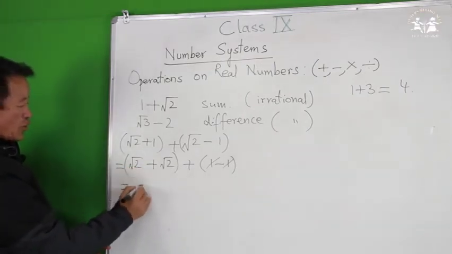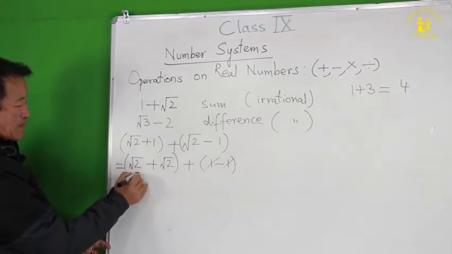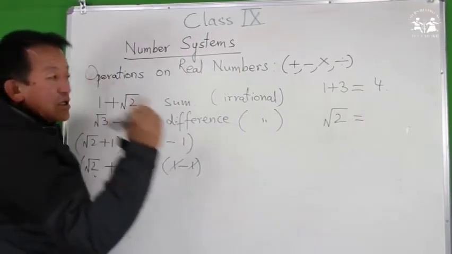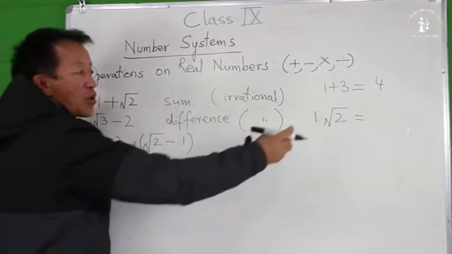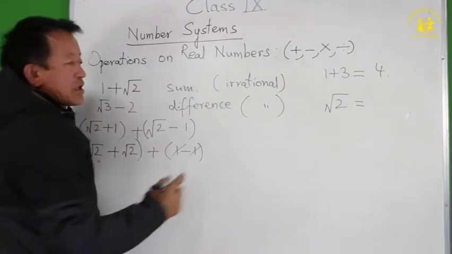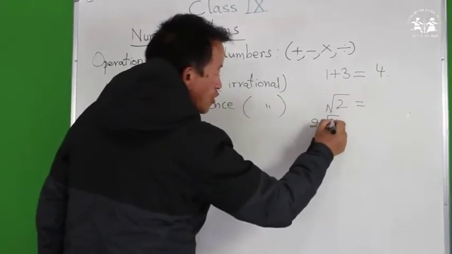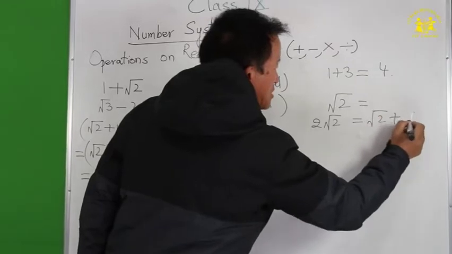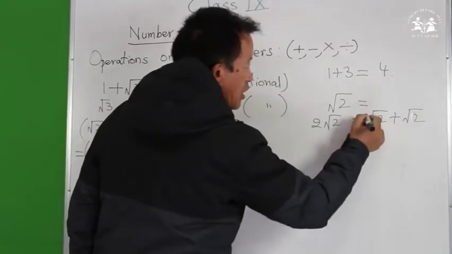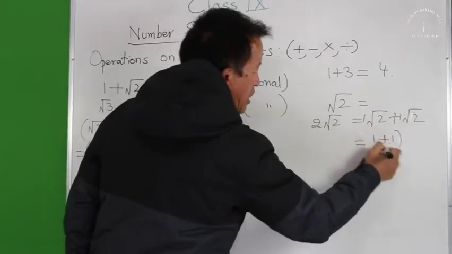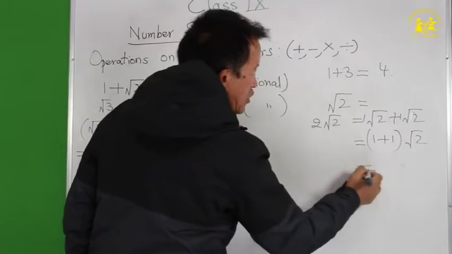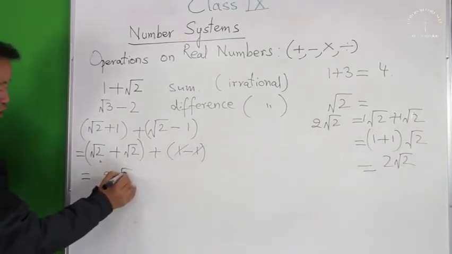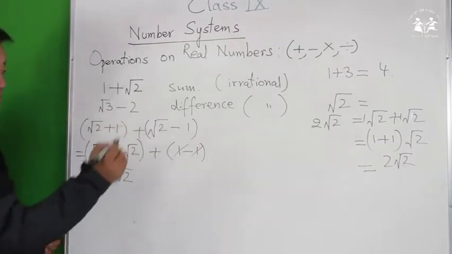Square root of 2 plus square root of 2: the root parts are the same, so we add the numbers in front. 1 plus 1 and the common square root of 2 gives 2 square root of 2. So this is an irrational example.